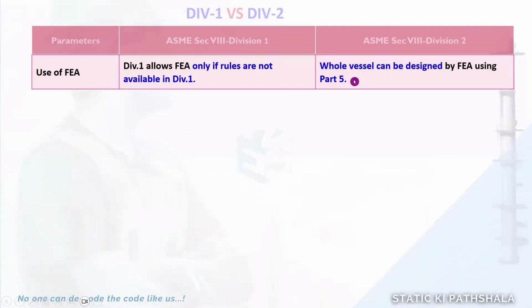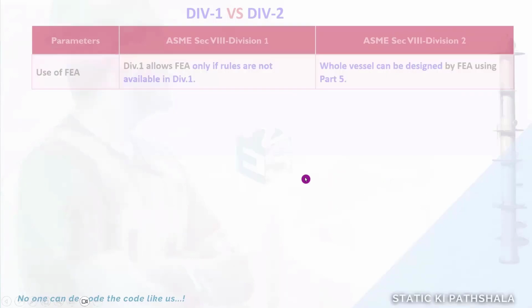However, in Division 2, if it is a Class 2 vessel, you can directly go for FEA. The entire vessel can be designed with the help of FEA. So that is an advantage where you can optimize the design. Most of the professionals who have given input in the chat window have mentioned that, right? So we can optimize this. So Division 2 gives you access to Part 5, which is nothing but design by analysis.